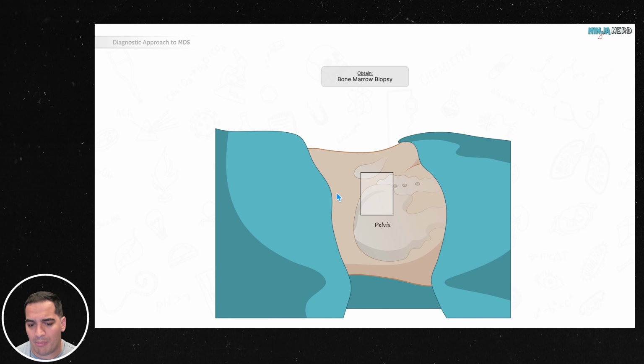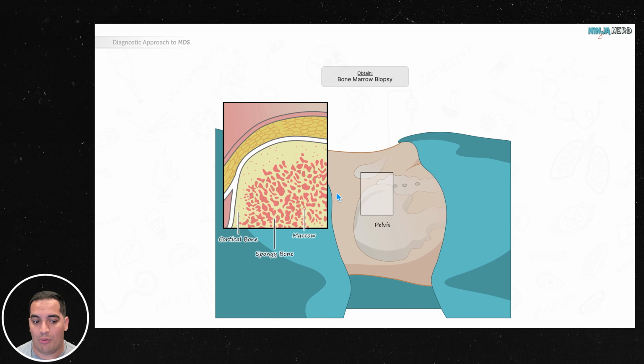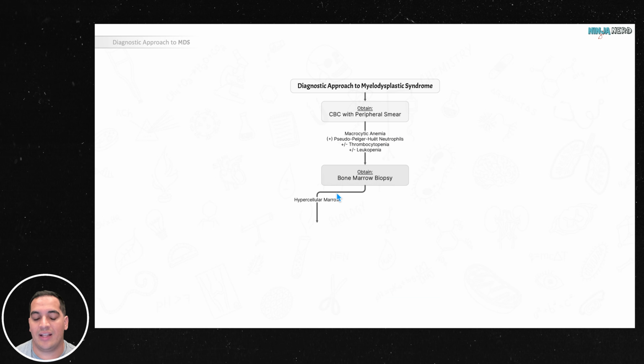When I take a bone marrow biopsy, I'm really trying to target into that bone marrow where a lot of the hematopoietic stem cells are at. I'm going to take that sample and I'm going to examine it. What I want to examine this for is, what does the marrow look like? I want to know if it's hypercellular. Hypercellular marrow can tell me that it could be leukemia or it could be MDS.